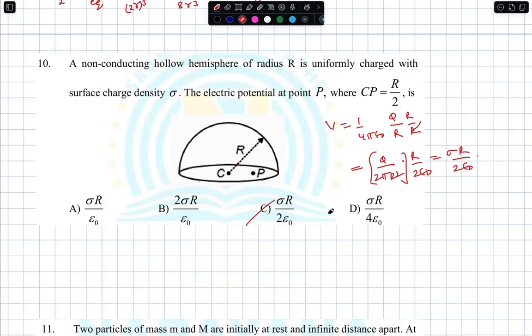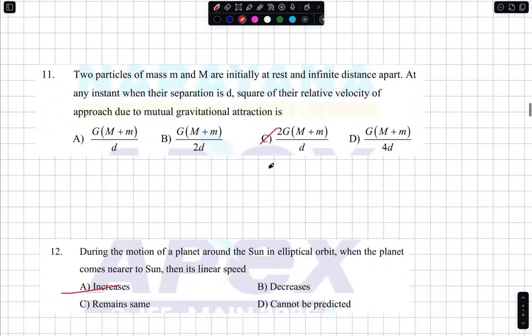Right. Question number 10. Remember, the entire plane will, why? Because the electric field lines are perpendicular to this plane. So therefore, the entire plane becomes equipotential.